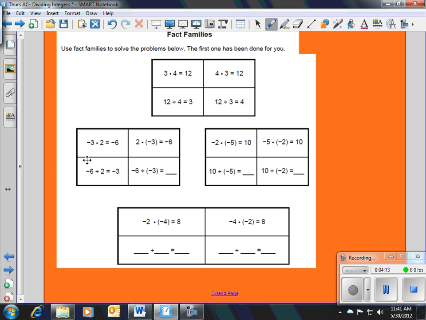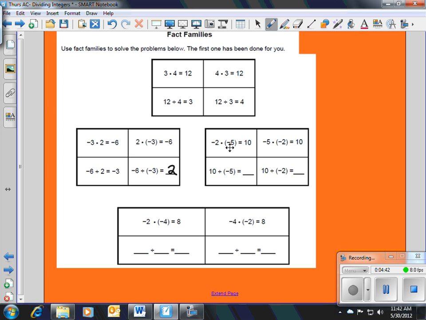The same thing applies with negatives. -3 times 2 is the same thing as 2 times -3. So when you take -6 and divide it by 2, you get -3. When you take -6 and divide it by -3, you get +2. Okay, because it was 2 times -3 to get -6. That's why the same rules apply. 2 negatives make a positive. 2 negatives, positive. 1 negative, negative.